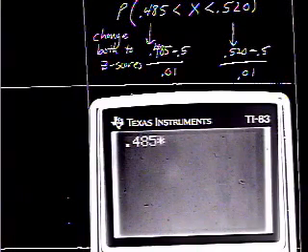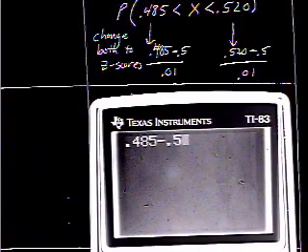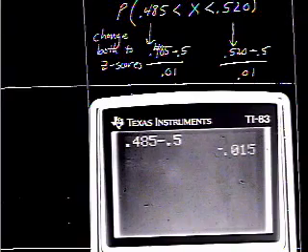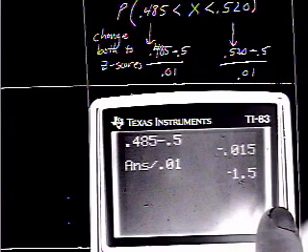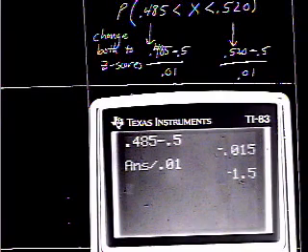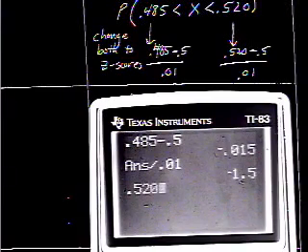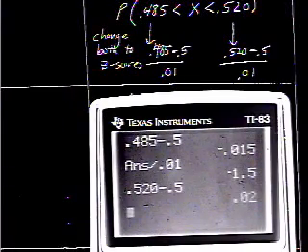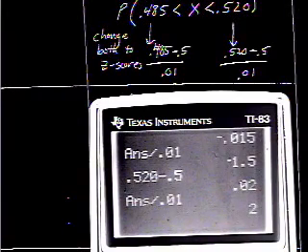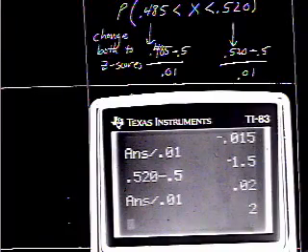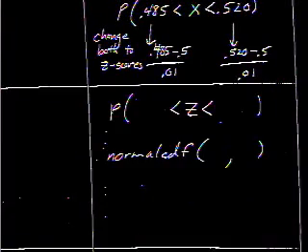We have 0.485 minus the average, divided by 0.01. So negative 1.5 is my lower z-score. And then 0.520 minus 0.5, divided by 0.01. So we have 2 for the high side. So my z-scores are negative 1.5 and 2.